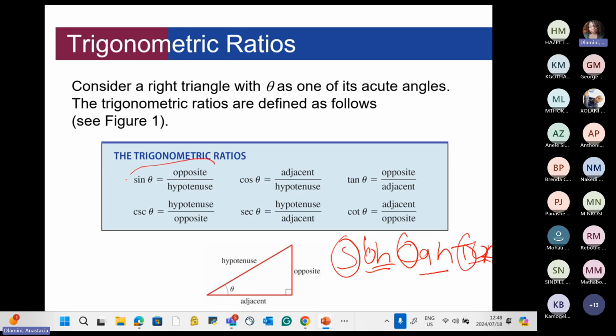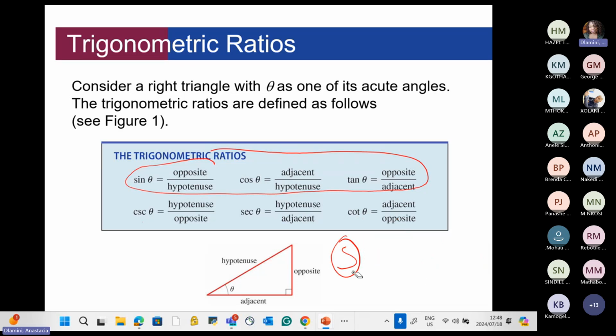This is SOHCAHTOA. Now, because we know cosec is 1 over sine, it means it's the reversal of the sine. So it will be hypotenuse over opposite, sec will be hypotenuse over adjacent, and cot will be adjacent over opposite.